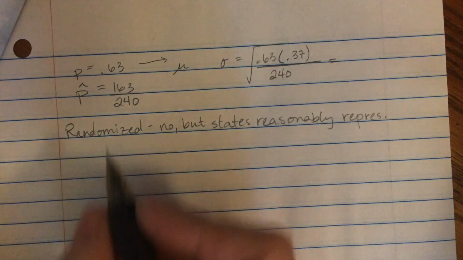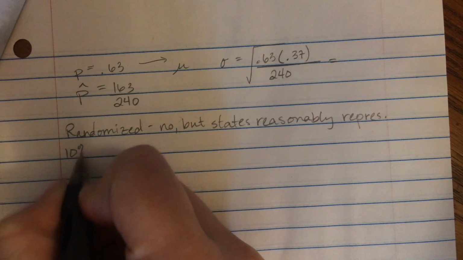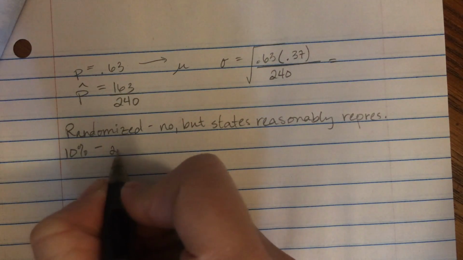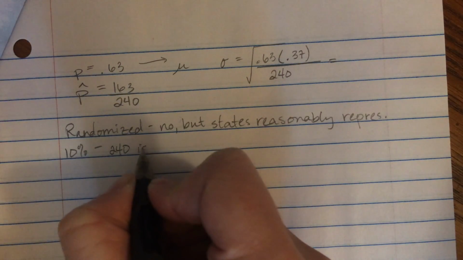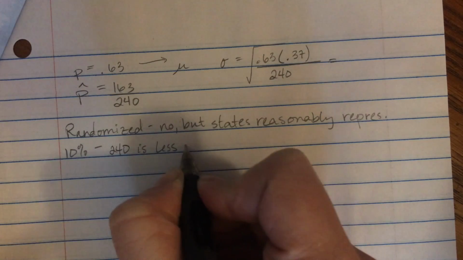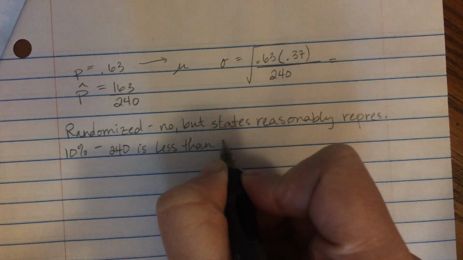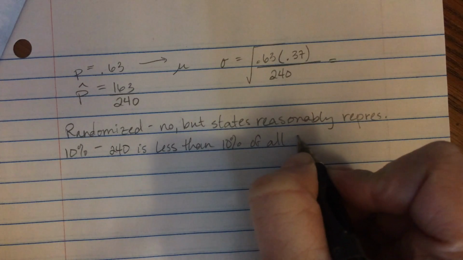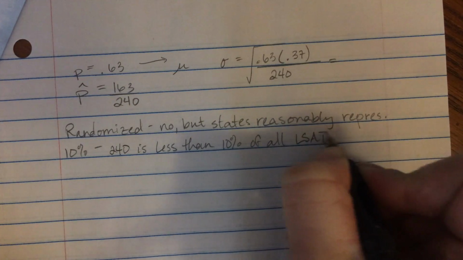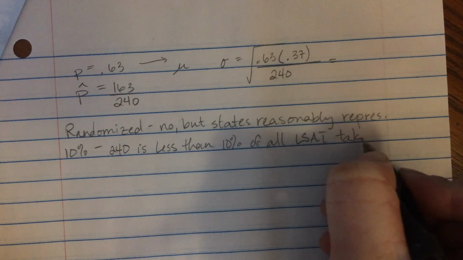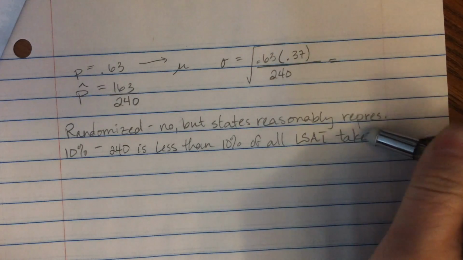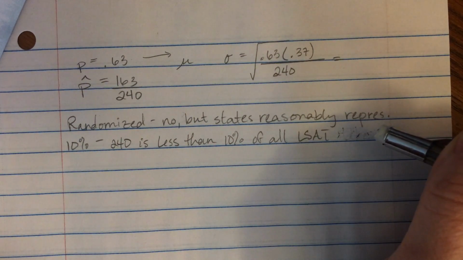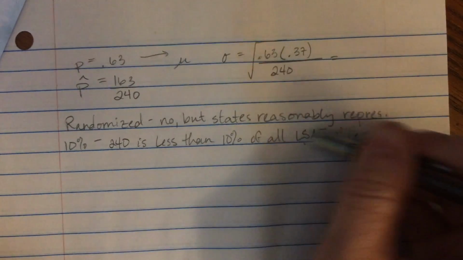The next thing we need to do is the 10% condition. And we can safely say that 240 students is less than 10% of all law school applicants.